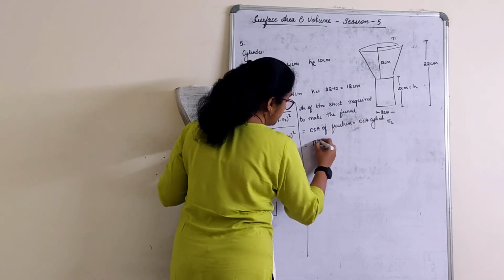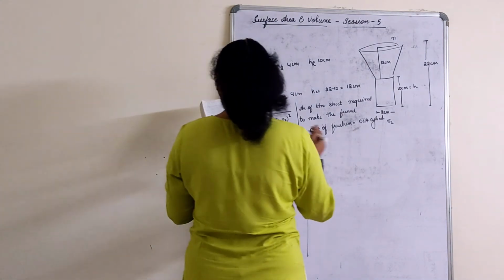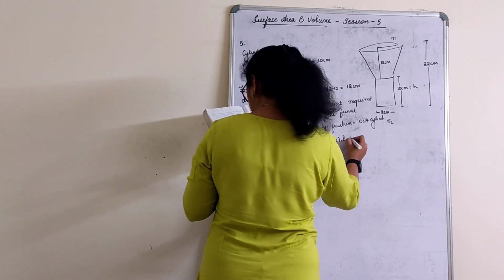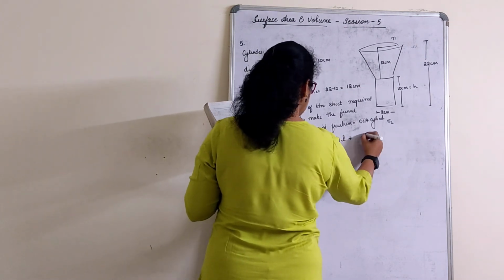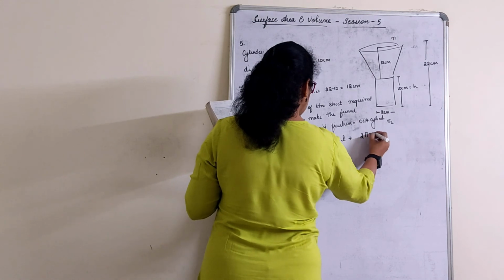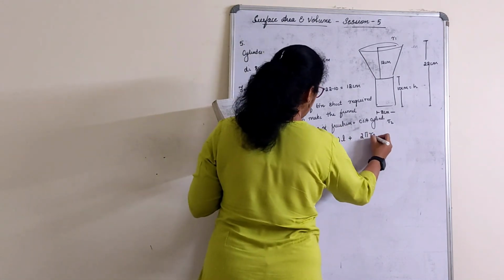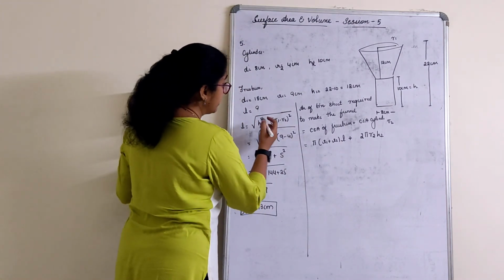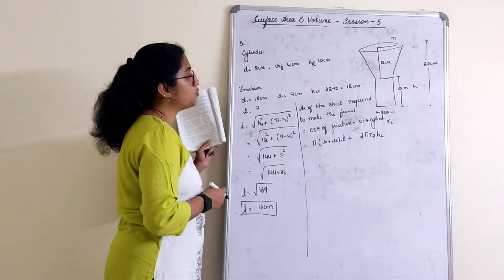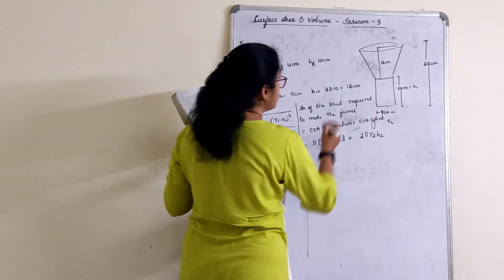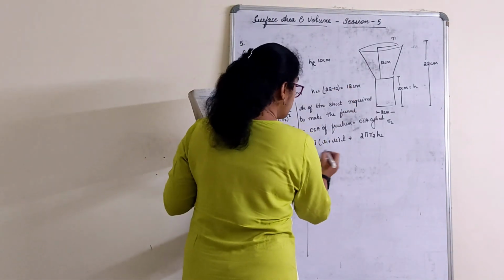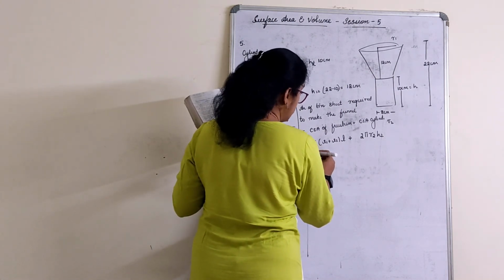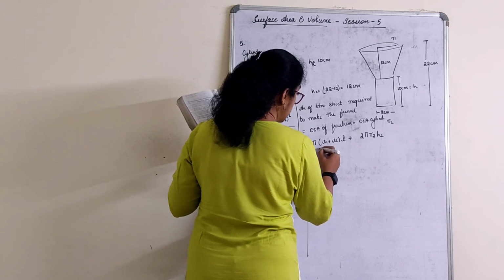CSA of the frustum is pi (R1 plus R2) L, plus this one is 2 pi R. What is that R? R2. What is that H? H2. Mention that, because here H is H1, no? I'll just mention that H1 because we should know which H we are using here. So let's take something common. What can we take common here? Only pi we can take common because everything is in the form of a plus. You can't take anything else common.